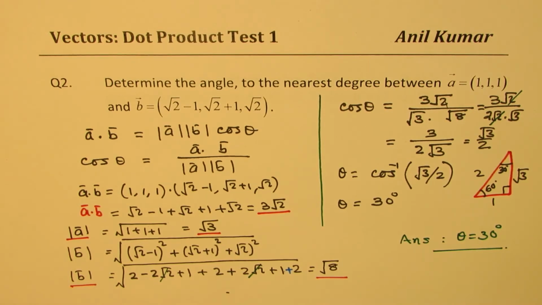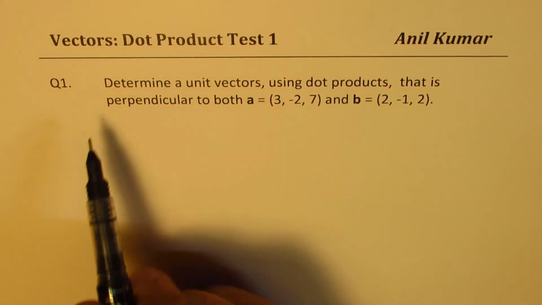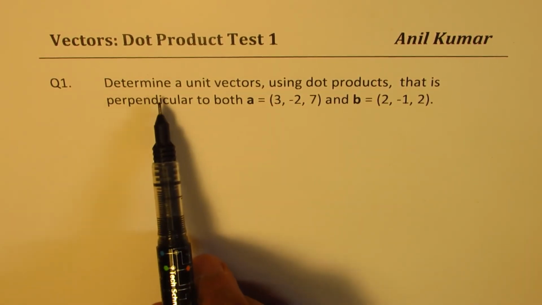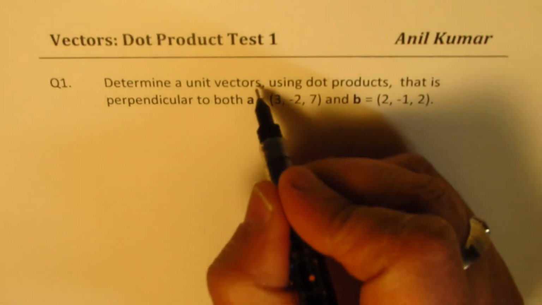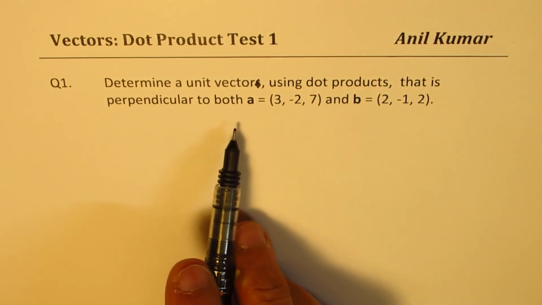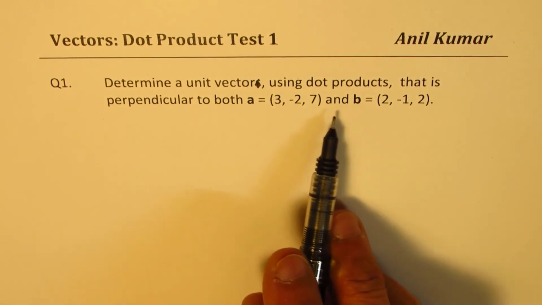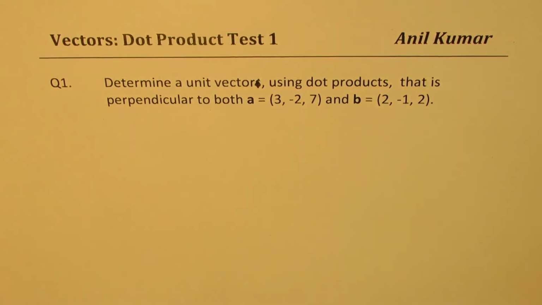Perfect. Now that brings us to the very first question, which is one of the toughest questions in this group. Let's see how to answer it. The question here is, determine a unit vector using dot products that is perpendicular to both vector A, which is 3, minus 2, 7, and vector B, which is 2, minus 1, 2. You can always pause the video, answer this question, and then look into my suggestions.